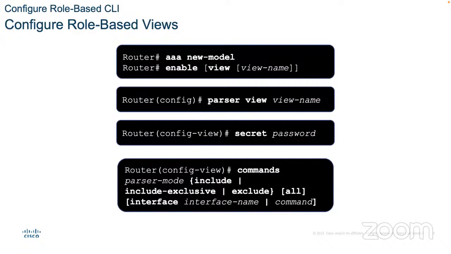Here are the steps to do it. You enable the AAA new model in global config. You'll create a parser view. This enables that view configuration mode. You'll assign a password, of course, assign any commands that go to it, and then exit.